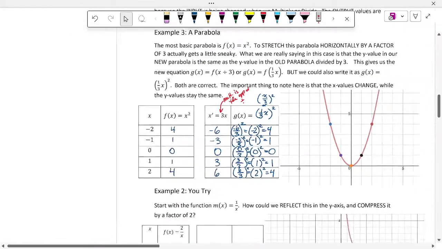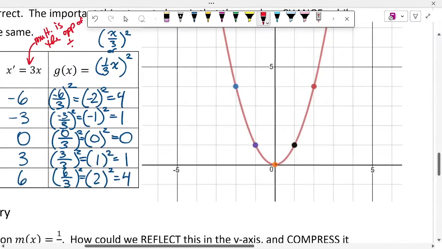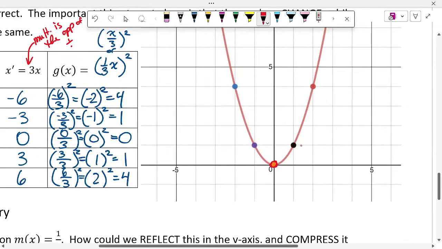And if you want to track this, 0 stays right where it is. But this got multiplied by 3, so 1 is going to end up way out at 3. And this one's going to end up at -3. And then this one's going to go all the way out from 2 to 3, 4, 5, 6. Does that make sense? These get stretched out.